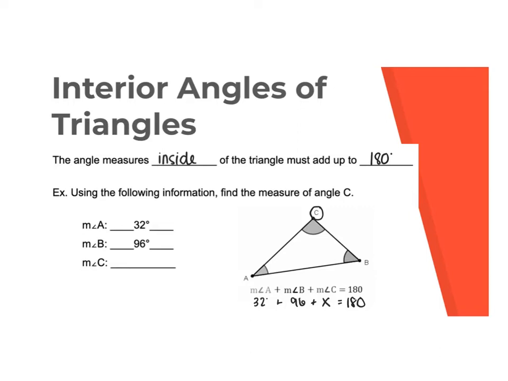To find our missing angle measure, we're going to combine 32 and 96, so we're adding those together to get 128 degrees. Plus our unknown equals 180. We then solve this equation, and when we do that, we get x equals 52 degrees. We were able to figure this out because we knew that all three of these angles, angle A, angle B, and angle C, had to add up to 180 degrees.